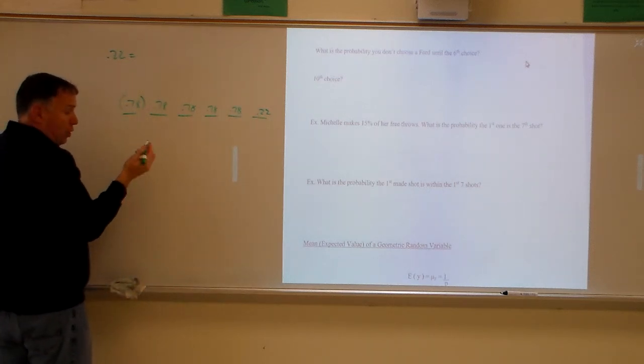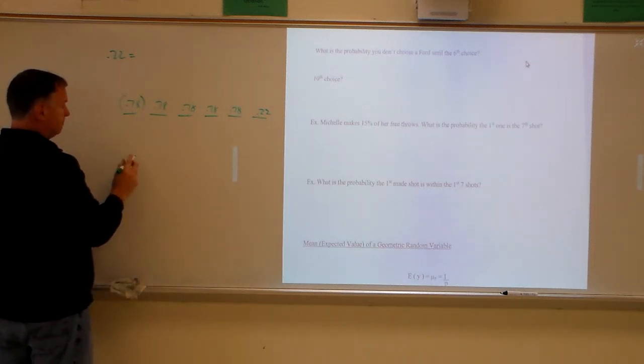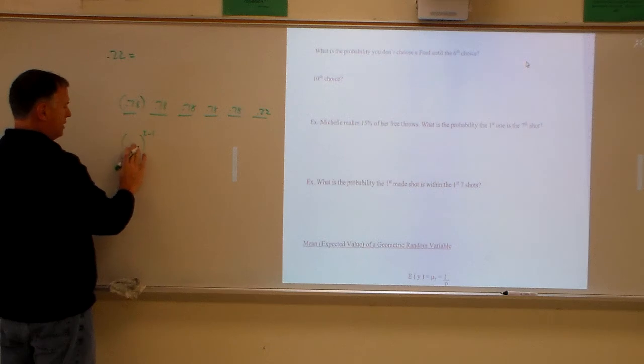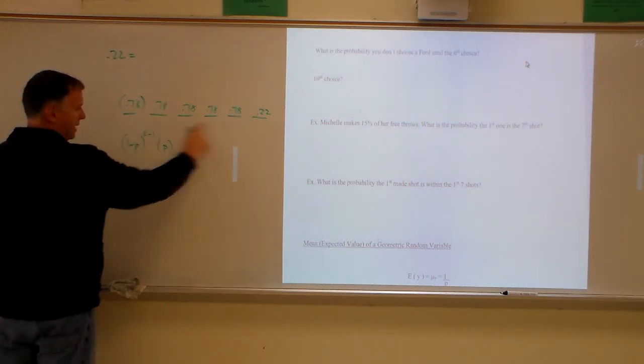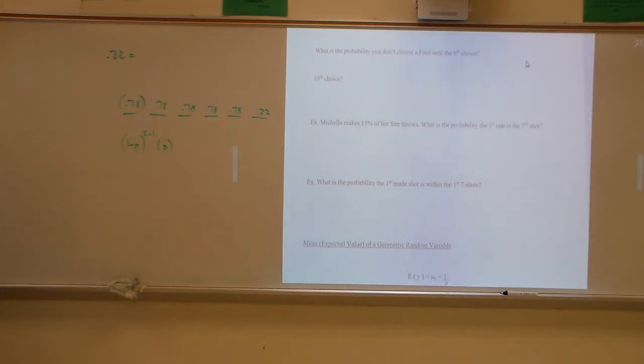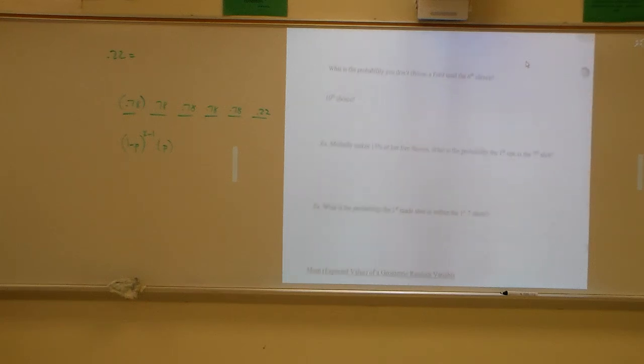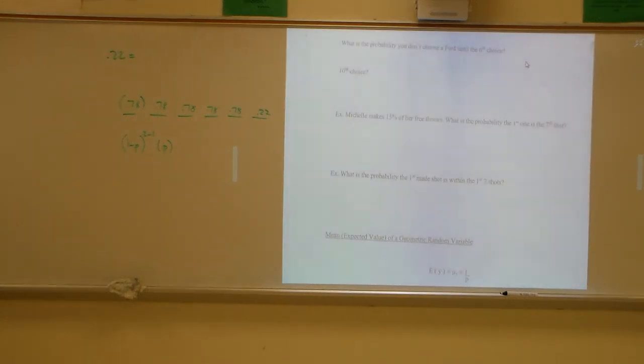So that takes us to our formula. The formula says 1 minus p to the k minus 1 times p. Well, that's what we did. That takes us to the formula on the sheet. Right here, same formula. We did it out, and we need the formula. When you can do it out, you don't need the formula, it's even better.